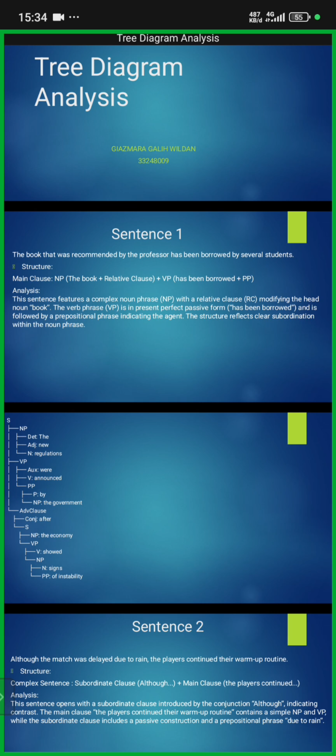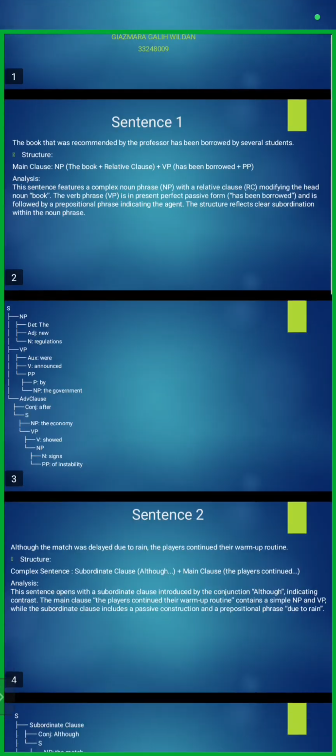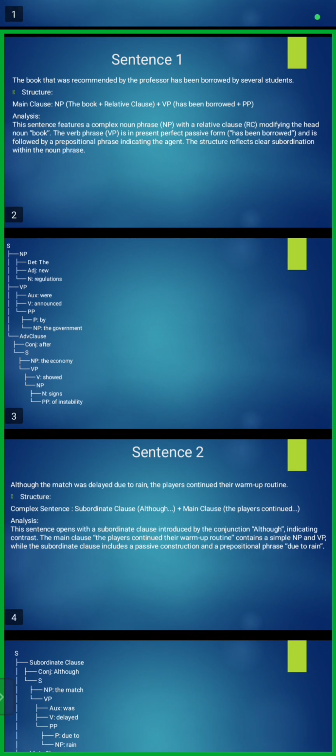And the analysis. This sentence features a complex noun phrase, or NP, with a relative clause, or RC, modifying the head noun book. The verb phrase is in present perfect passive form, has been borrowed, and is followed by a prepositional phrase indicating the agent. The structure reflects clear subordination within the noun phrase. As you can see, this is the tree diagram of sentence 1.